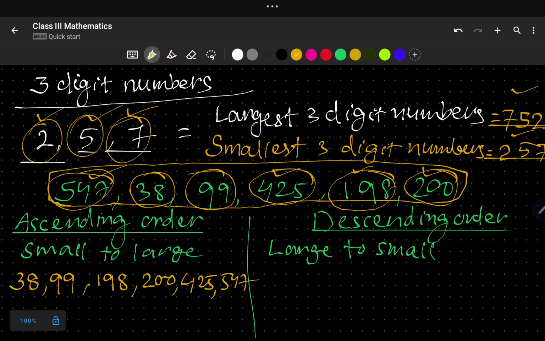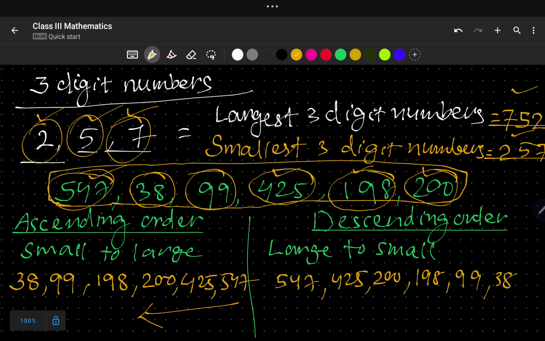then 547. The same thing if you write in descending order, meaning large to small, we will simply reverse the direction. First we will write 547, then 425, then 200, then 198, then 99, then 38. So in this way we can solve the questions related to three-digit numbers, that is ascending and descending order.